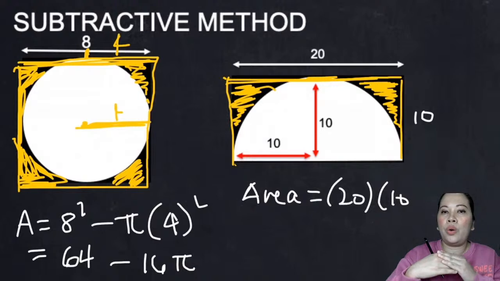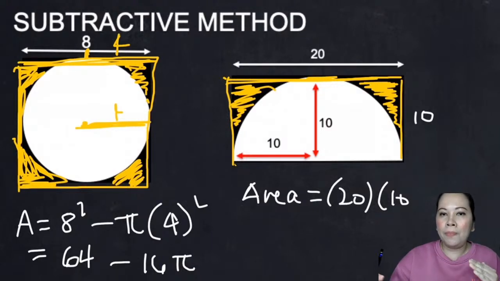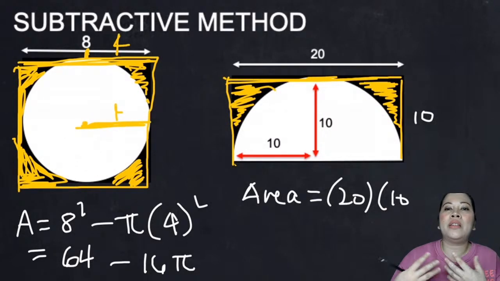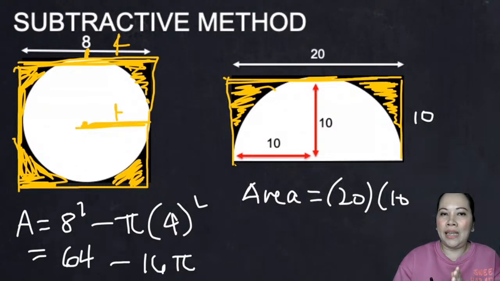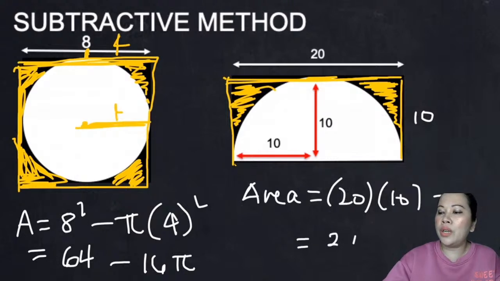The whole side is 20, and the other side is 10. If the diameter is 20, the radius is 10, so the height of your rectangle is 10. The area will be 20 by 10, which gives 200. Then you subtract pi times 10 squared, which is minus 100.